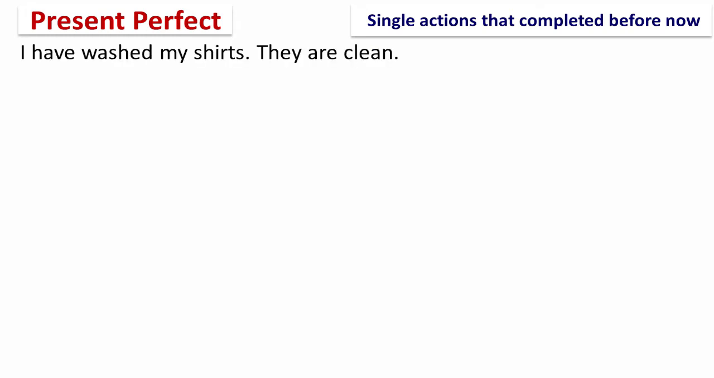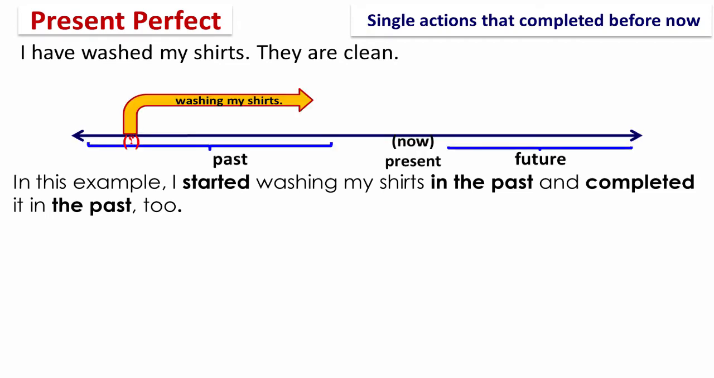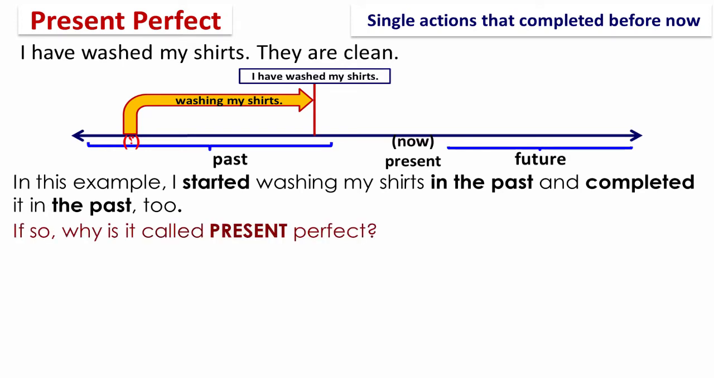They are clean. In this example, I started washing my shirts in the past and completed it in the past too. If so, why is it called present perfect? What is its relation to the present time?